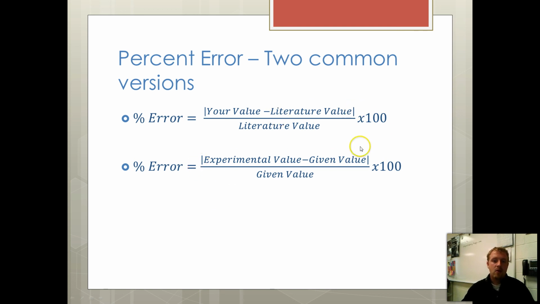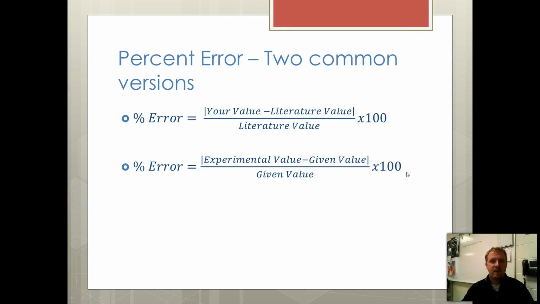I wrote it two ways because sometimes this whole literature thing gets people confused. Sometimes, as a teacher in a lab, we'll give you the value that is considered to be the standard. So you would take your experimental value and compare it to the given value, the value we gave you, and you would say, okay, how accurate is my answer? So you would take your value, subtract the value that you were given or that is considered to be the correct value, divide by the correct value or the given value, and multiply by 100.